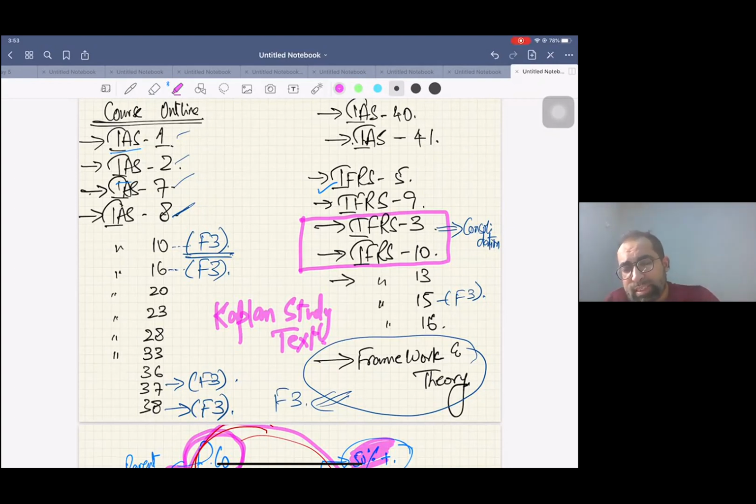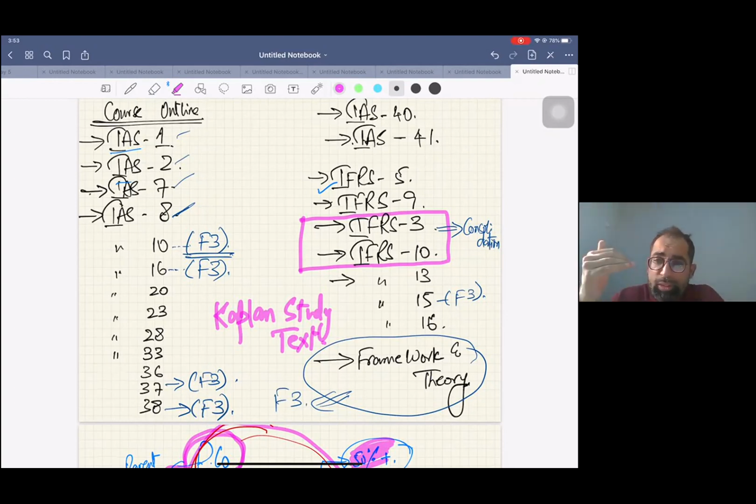Final account is again the revision of IAS and IFRS. So whatever IAS and IFRS you have studied, you will again revise it in final account. Okay, so this is the first section of our course that is full of IAS and IFRS. And final accounts will also do Excel questions as well.